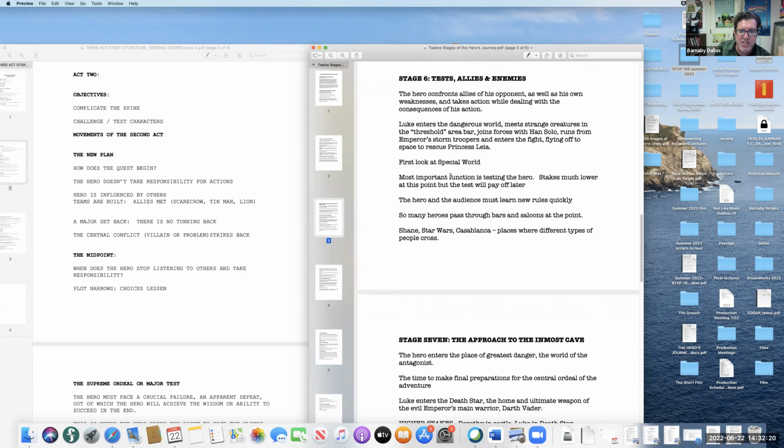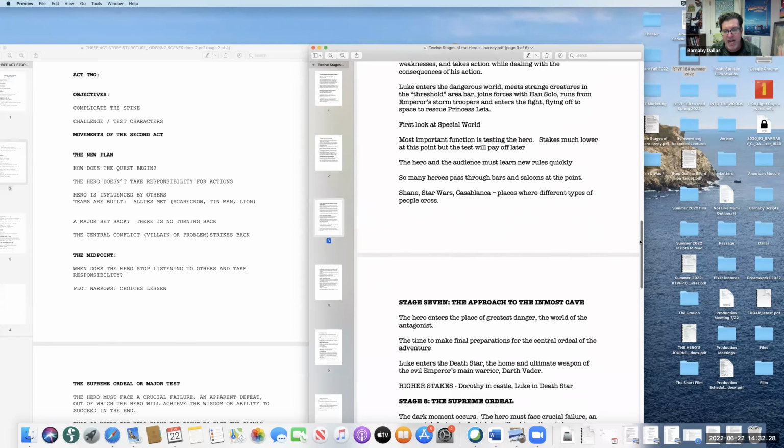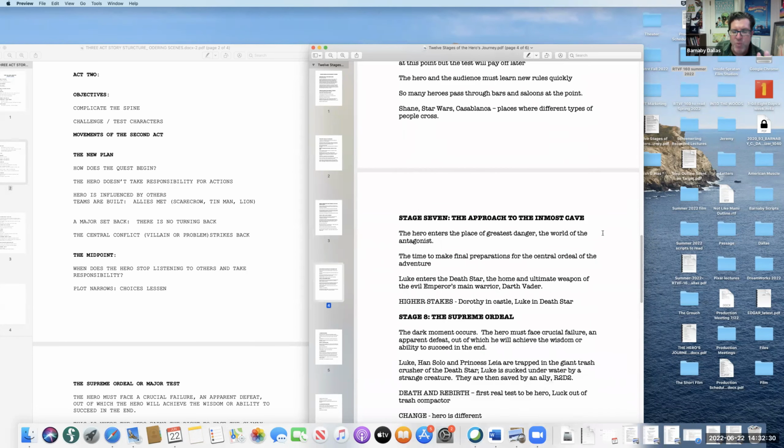Stage 6 is pretty big, but it's going to lead you to stage 7, which is not quite the midpoint. This is a great way to think about how to raise the stakes. Remember in the questions lecture, in the second act, one of the crucial things we're trying to do is to raise the stakes.